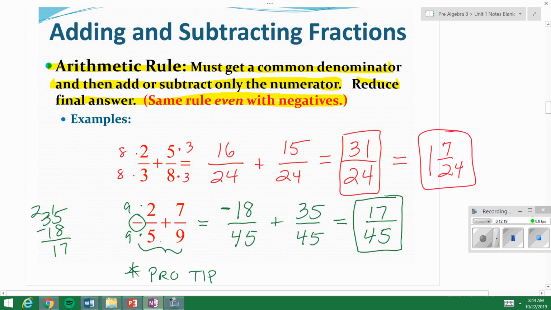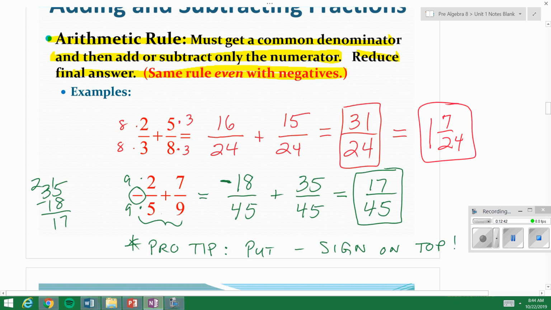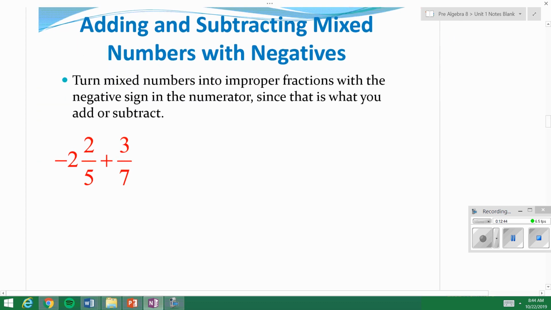So negative 2/5 plus 7/9. Even when I'm dealing with positive and negative values, I'm still going to have to consider those integer rules that I had the other day. Pro tip, put the negative sign on top, okay? Forward, onward. All right, now what about with mixed numbers?